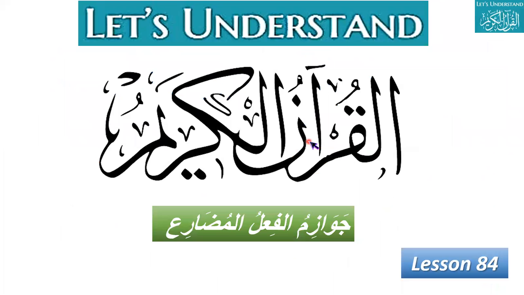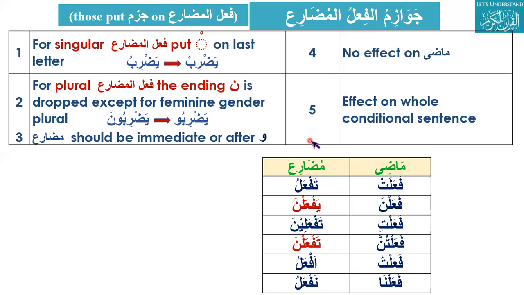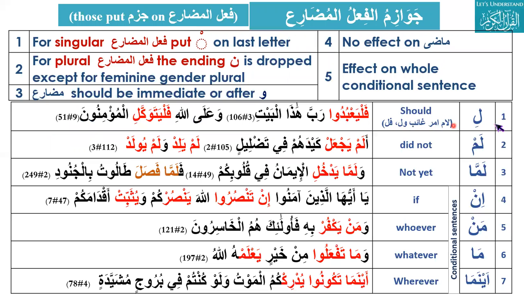For jawazimul fi'l al-mudari, which we discussed today, they are li, lam, lamma, in, man, ma, ainama. They make fi'l al-mudari majzoom. What is the rule for singular? Sukoon is put on the last letter, except for second person feminine, where the noon is dropped. First say for singular, they put a jazm on the last letter.